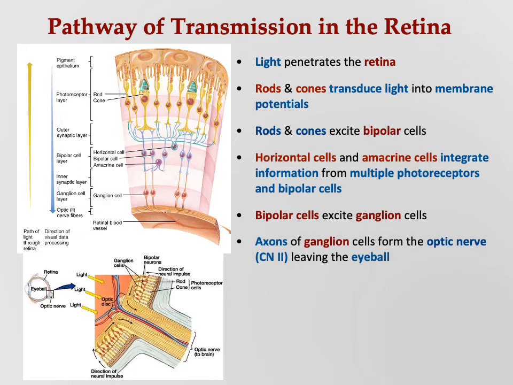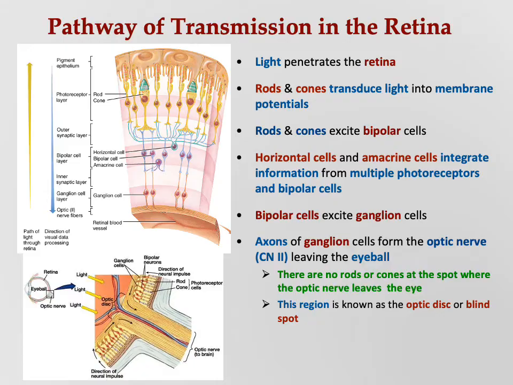Axons of the ganglion cells form the optic nerve, leaving the eyeball. There are no rods or cones at the spot where the optic nerve leaves the eye. That is the optic disc or the blind spot. You are technically blind there. Okay, optic disc or blind spot.